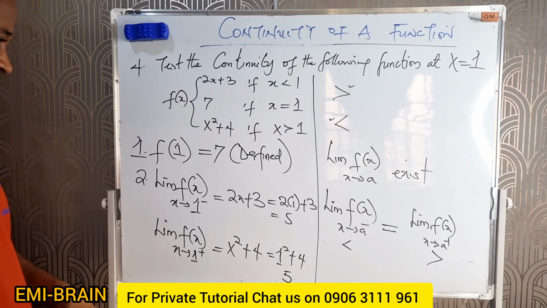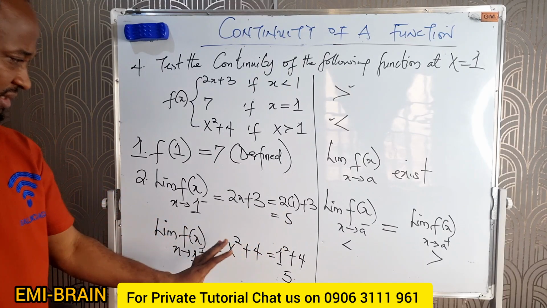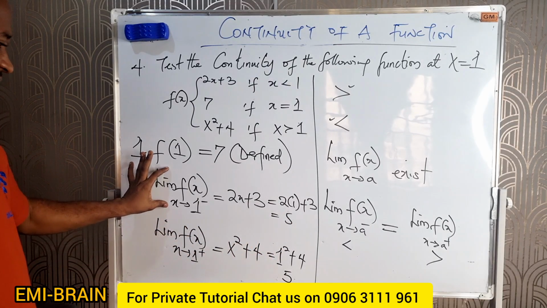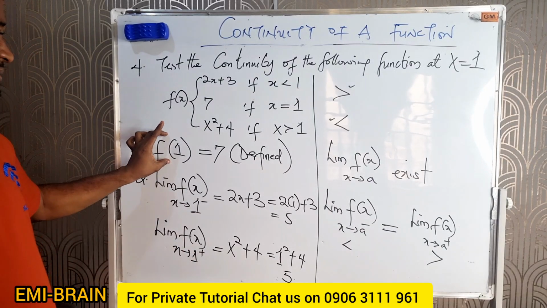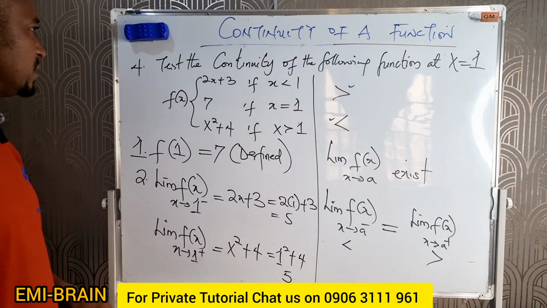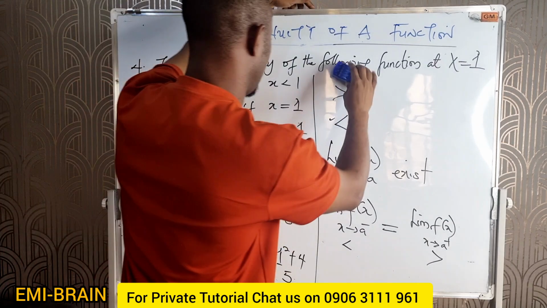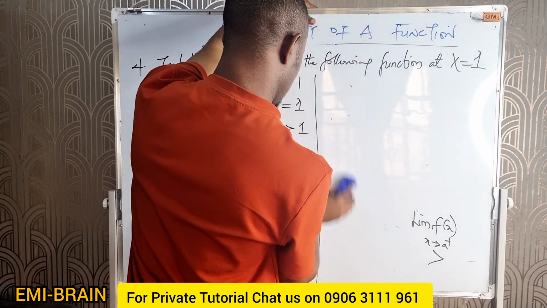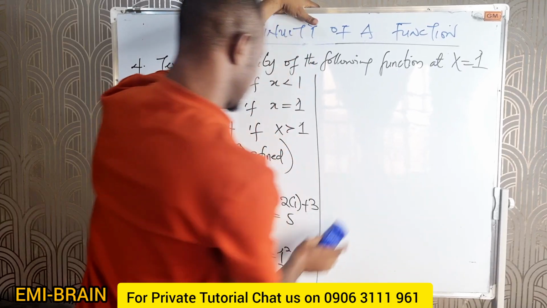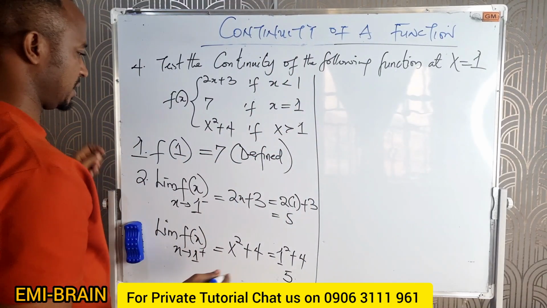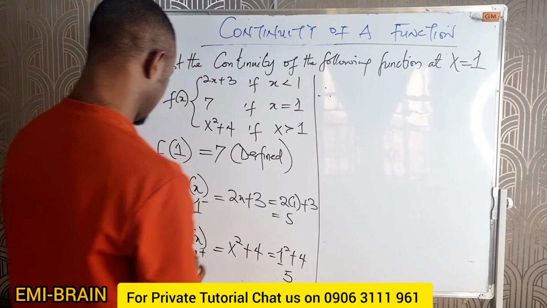What you notice here is that the limit exists because the left-hand side limit equals the right-hand side limit. But f of 1 is not equal to the limit of f of x. So that means the function is not continuous at x equals 1.